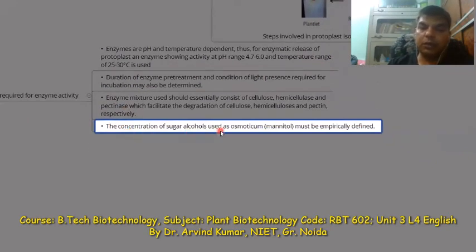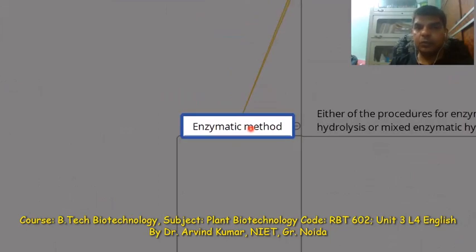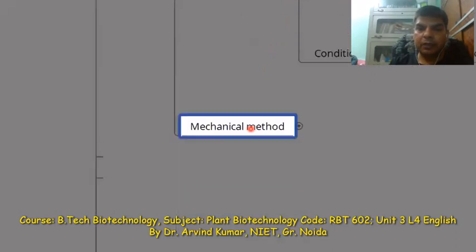Concentration of sugar alcohol used as osmoticum must be empirically defined. This sugar solution is used to maintain the osmolarity so that the isolated protoplast won't burst or shrink. So, in order to maintain the osmolarity of the solution, we use the sugar solution in this method of enzymatic isolation. It is a very simple method in which you can use enzymes to easily remove the cell wall components and isolate the protoplast.